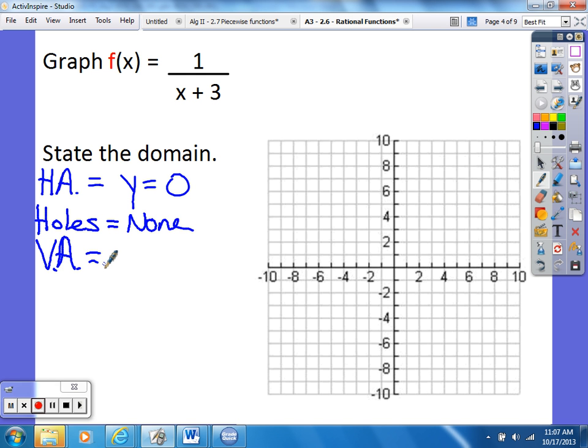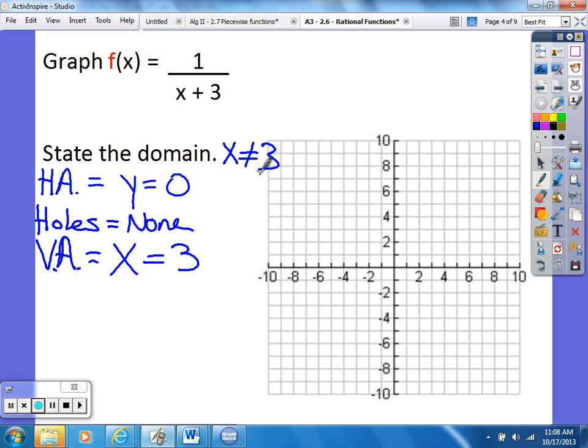You've actually been doing vertical asymptote. Every time you find a domain, you're finding the vertical asymptote. What can you not have in this denominator? Negative 3, right? Does that make sense? So right here, my vertical asymptote is x equals negative 3. My domain, on the other hand, is x is not equal to negative 3. And I'm going to explain that here in just a second a little bit more in depth.